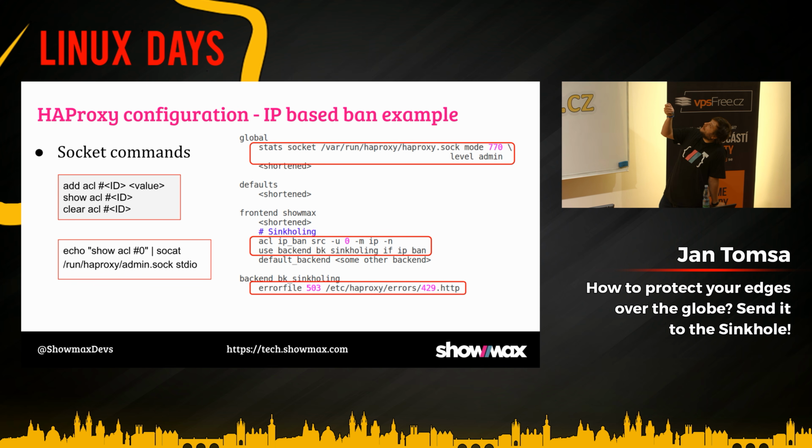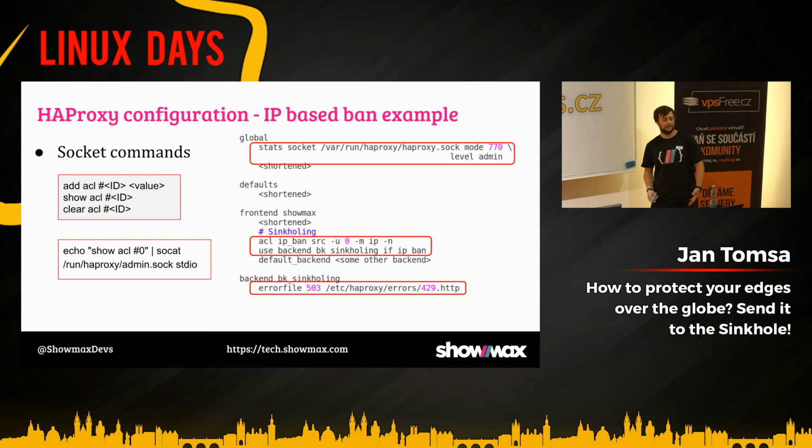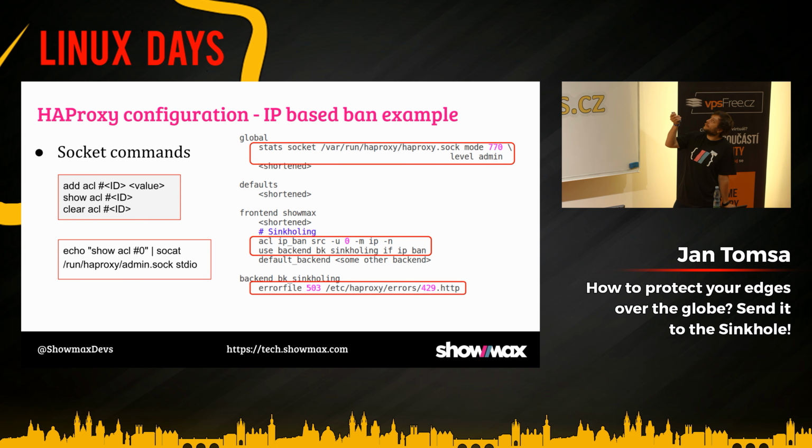Then there is a frontend section, which actually defines the ACL and makes a decision in case the IP of the request matches the IPs from the list. If it happens, it tells HAProxy to use the backend for sinkholing, and its definition is down there. And these two lines are actually the sinkhole, the real sinkhole of the sinkholing, because this is the place where the requests end up.